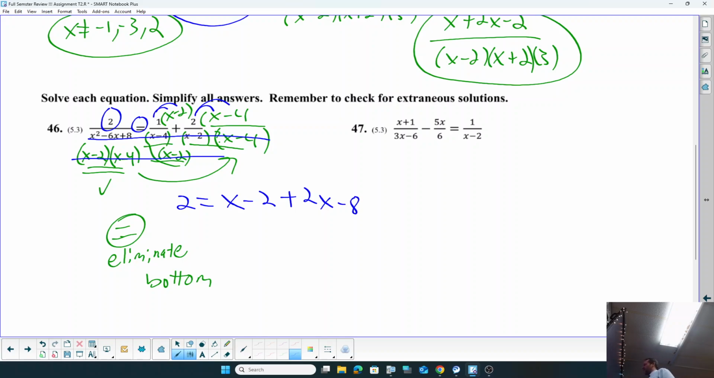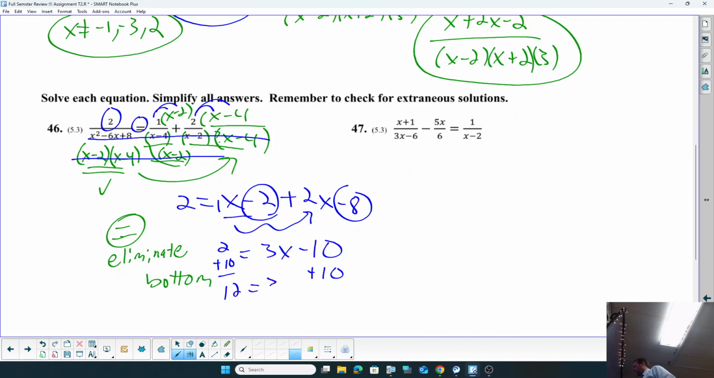Now we've got to solve. We have a 2x and a 1x, which is 3x. And then we have a negative 2 and a negative 8, which is negative 10, and that equals 2. So we're going to add 10 to the other side, so we get 12. Then we can divide by 3, and 12 divided by 3 is 4. x equals 4. Oh no, x equals 4.